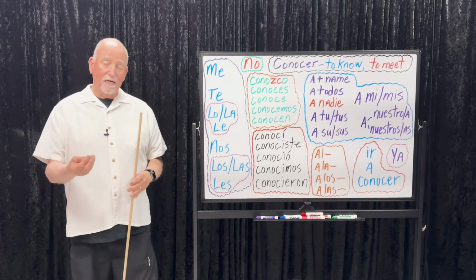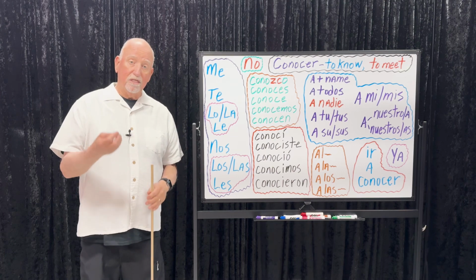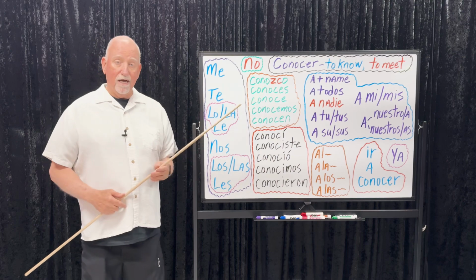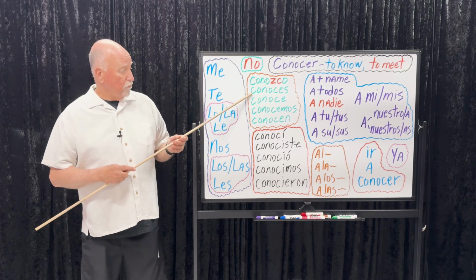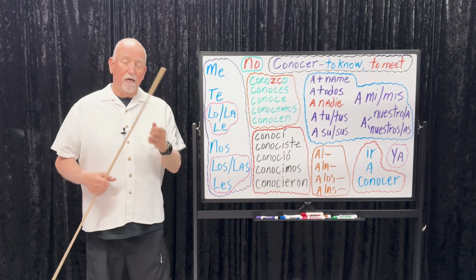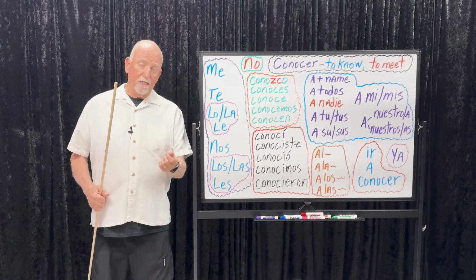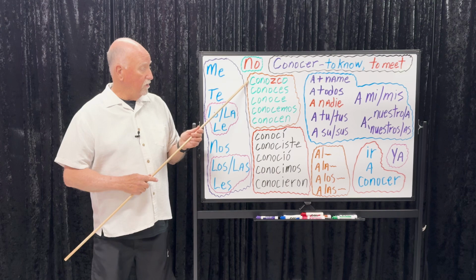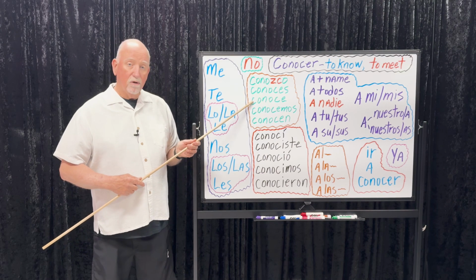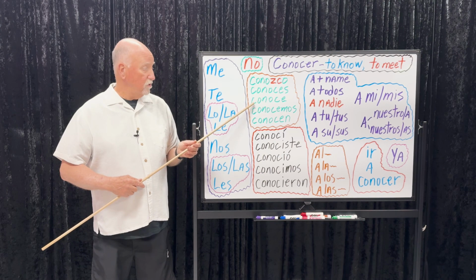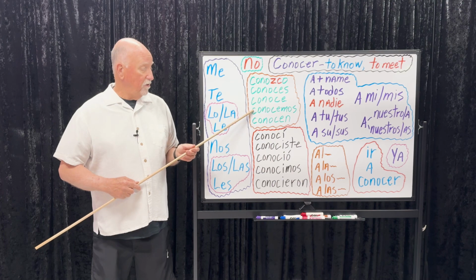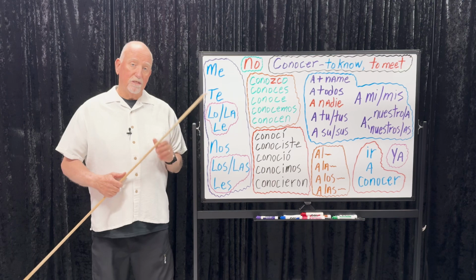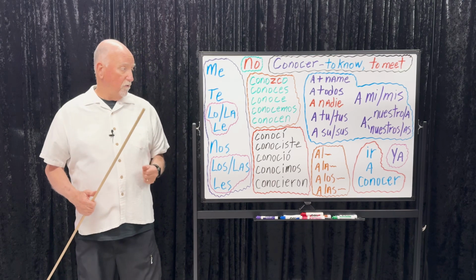Conocer in the present tense, we already introduced the ZC verbs, right, in the present tense. So we know conozco is I know. The rest of the forms are regular conjugation. Conozco, conoces, conoce, conocemos, conocen. I know, you know, he knows, she knows, it knows, or usted, you know. We know, they know, the N factor, they know, or ustedes, you plural, you guys know.